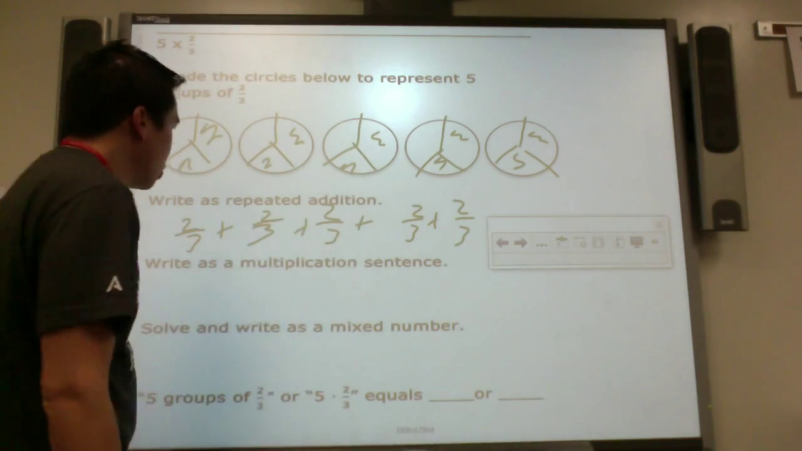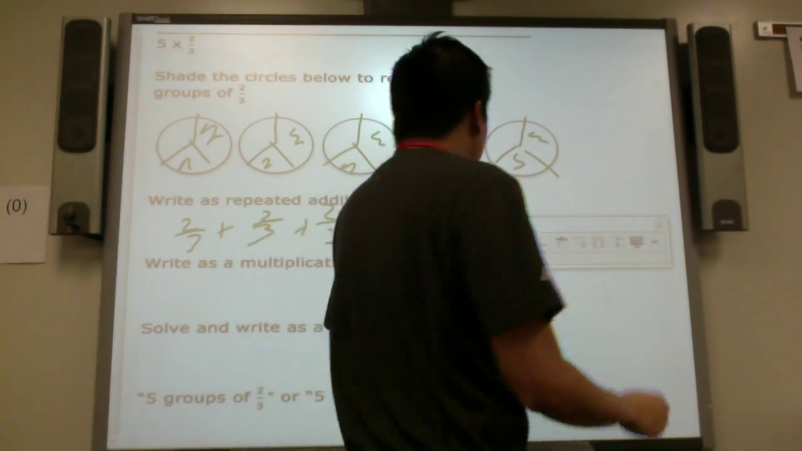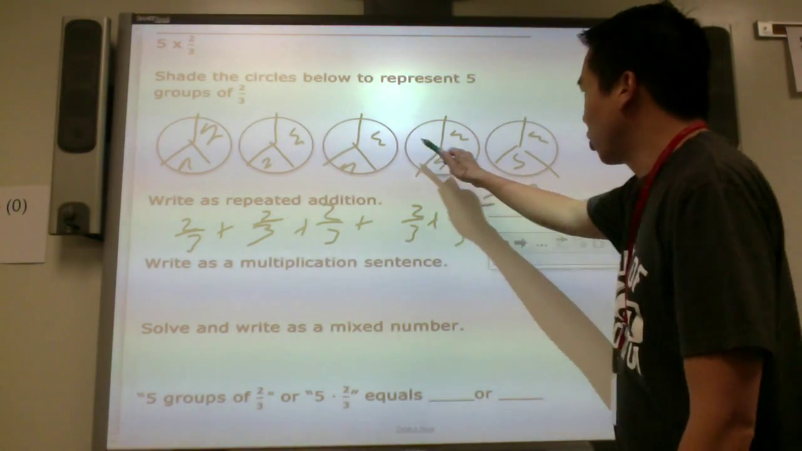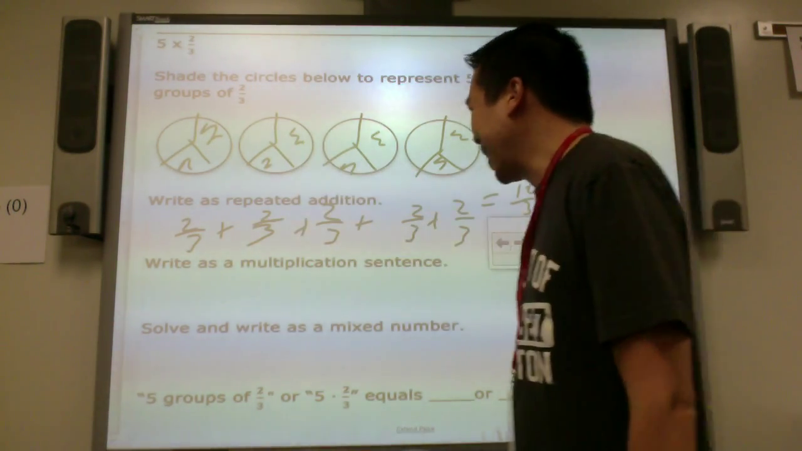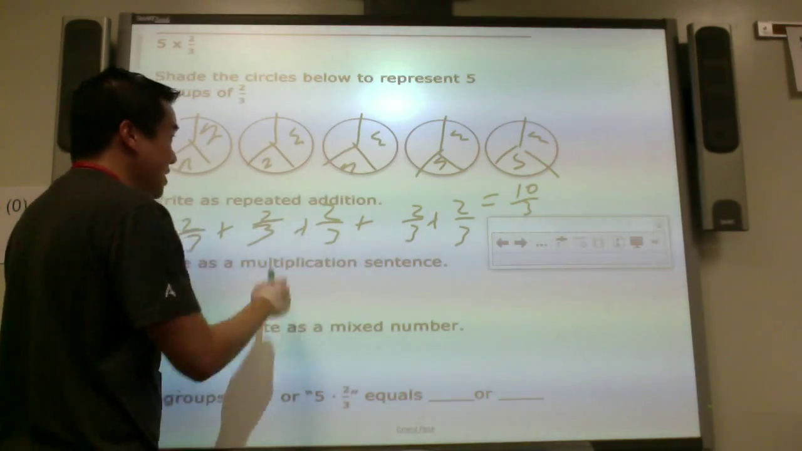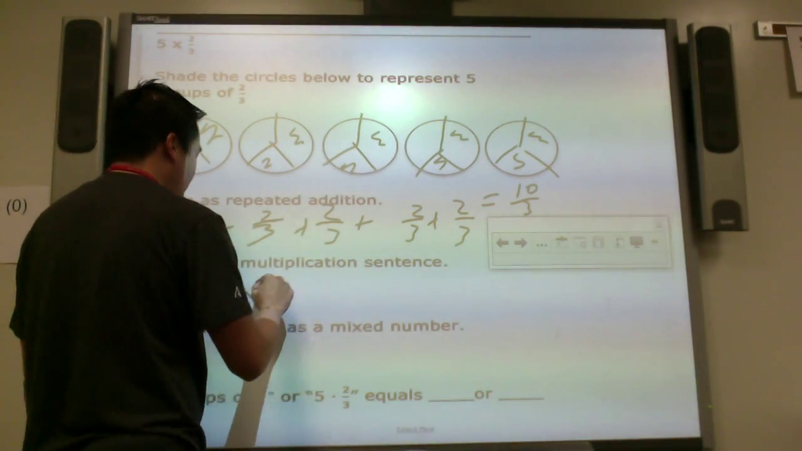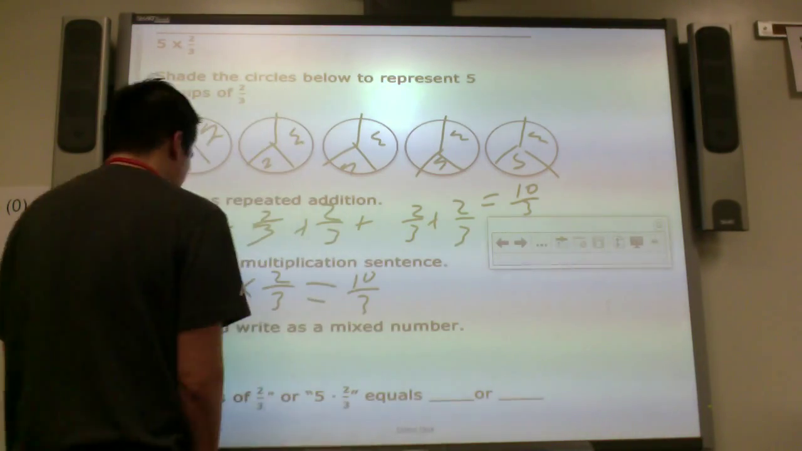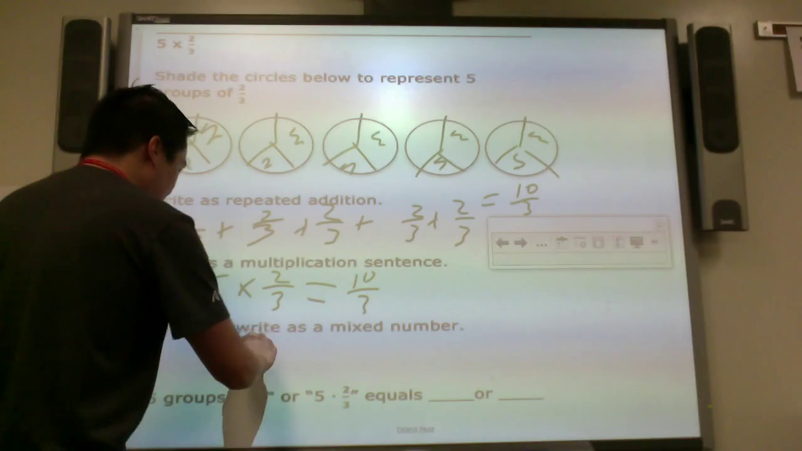So I have 2/3 plus 2/3 plus 2/3 plus 2/3 plus 2/3 equals 10/3. 2, 4, 6, 8, 10/3. Write as a multiplication sentence. I have 5 groups of 2/3 equals 10/3. Solve and write as a mixed number.